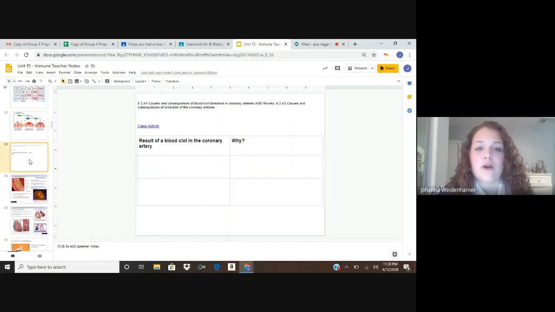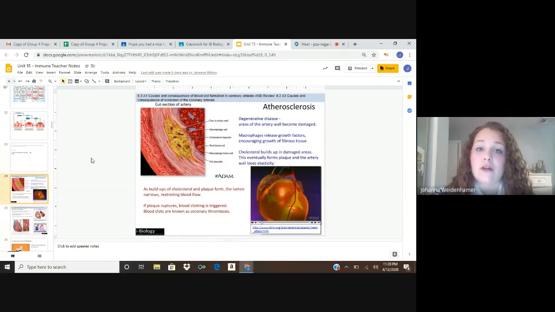So now we're going to take a look at results of a blood clot in the coronary artery. And we talked a little bit about this in our cardiovascular unit. So before you do the class activity, I want you to first take a look at this chart and try to fill it out based off of the next 2 slides. So remember, when we talked about the cardiovascular unit, atherosclerosis is when there's a buildup of plaque or cholesterol in the lining, which can possibly burst and cause a blood clot, which can trigger a heart attack because it's going to fully block the passageway of blood.